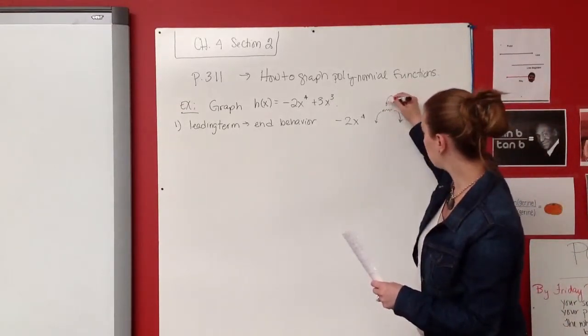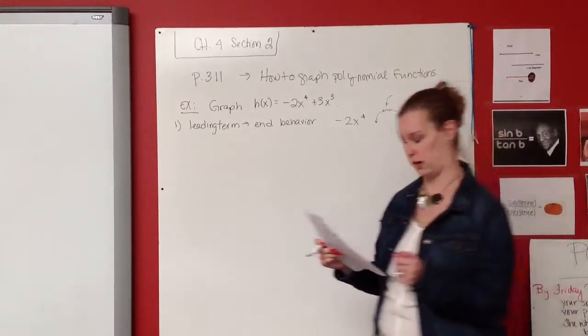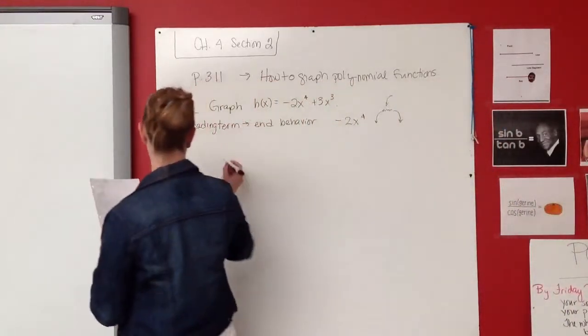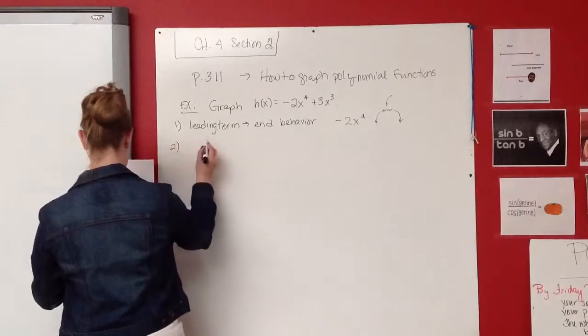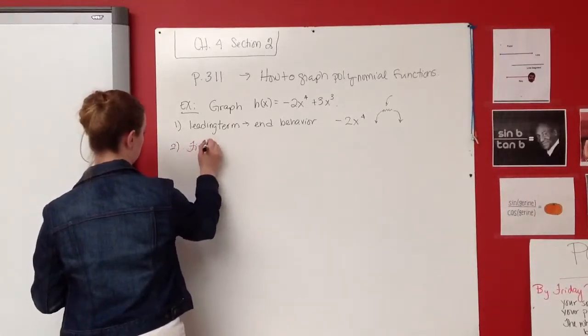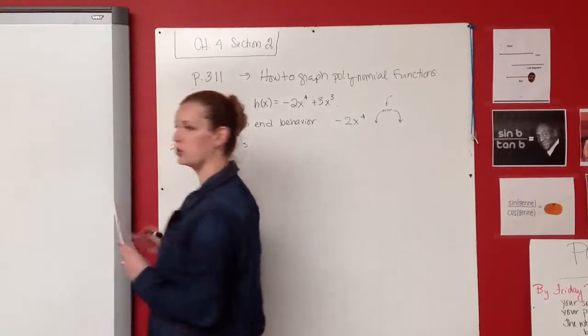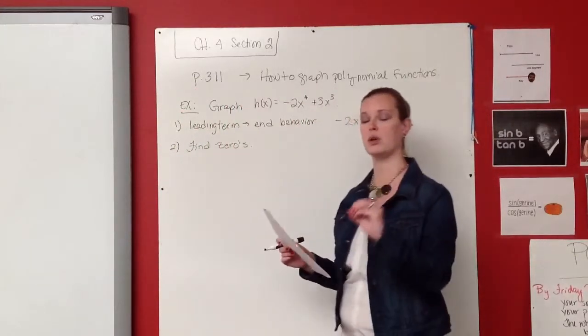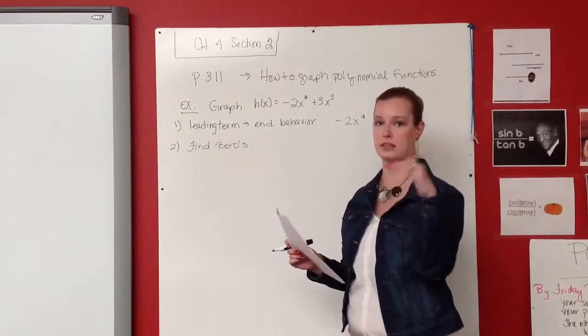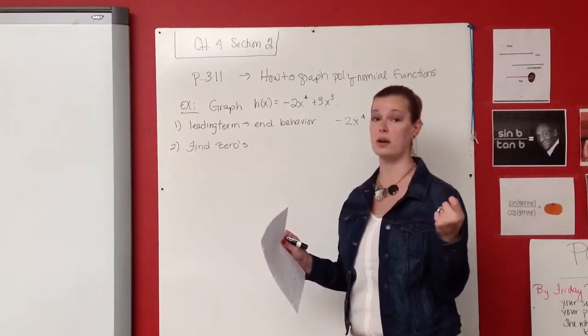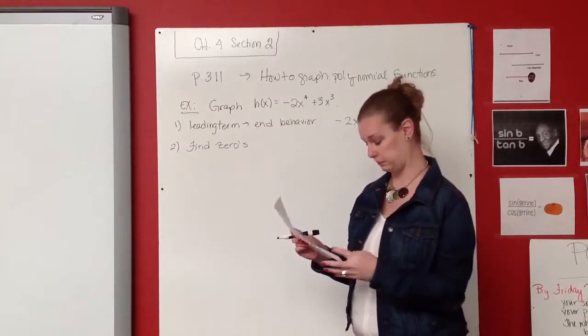The next step is to try and figure out what goes in the middle, what goes in between. So step number 2 is to find the zeros of the function. And don't forget, when we're talking about finding the zeros, you're trying to find the places where the graph crosses the x-axis. Finding the zeros is another way of saying find the x-intercepts.